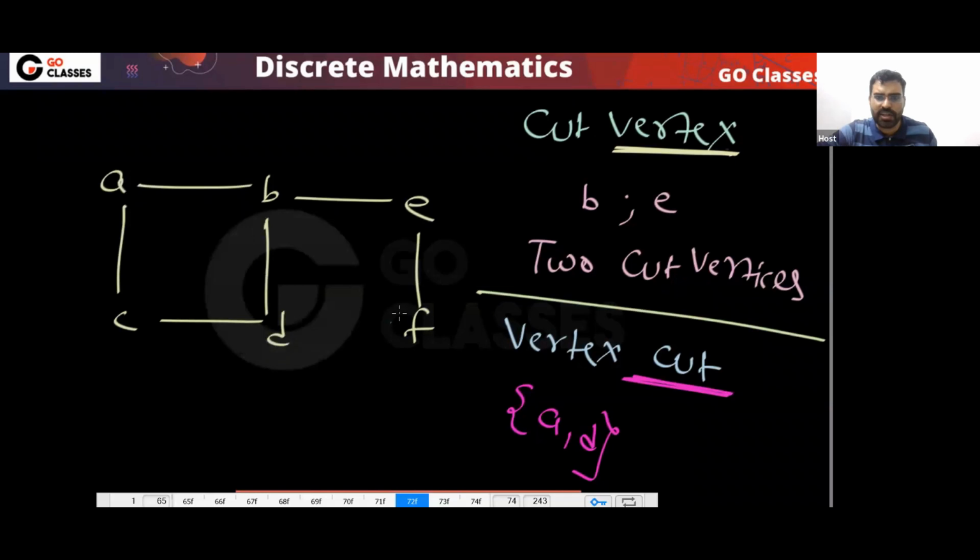So did you understand the difference? This is a cut vertex, this is a cut vertex, and this whole set is a vertex cut. I can say this is also a vertex cut. Is the difference clear?